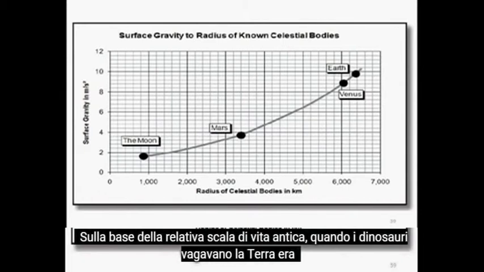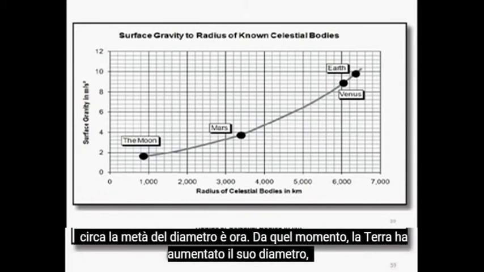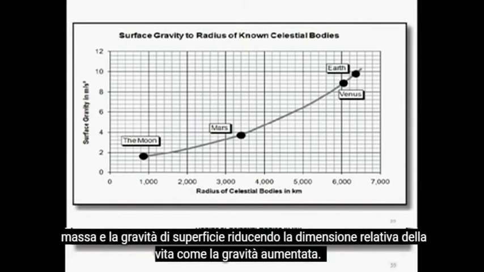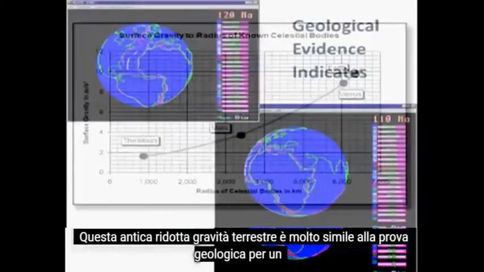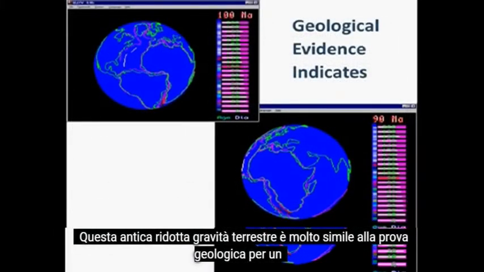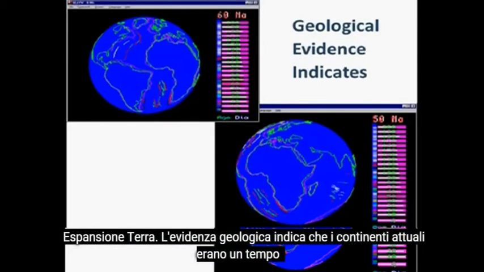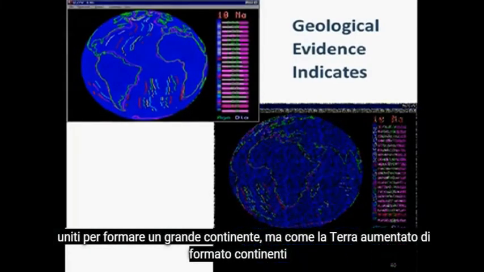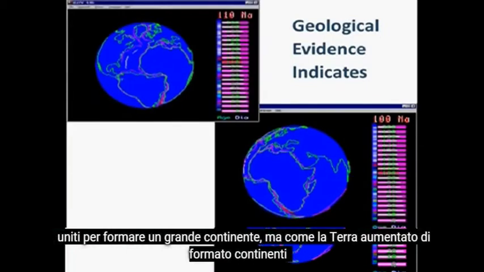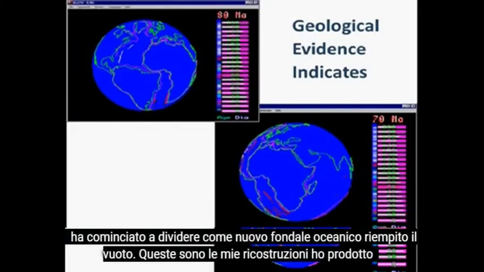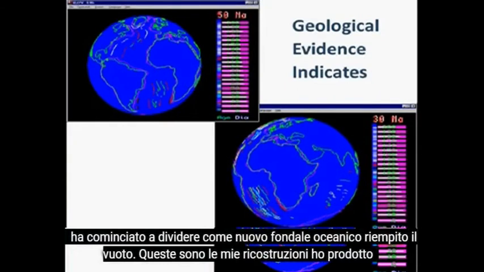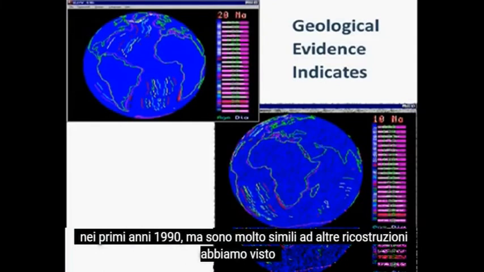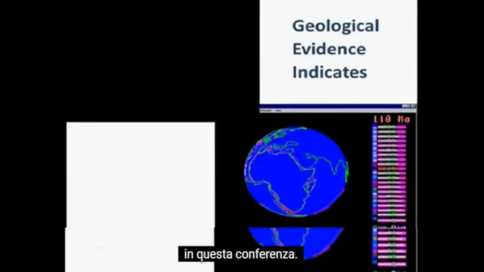Based on the relative scale of ancient life, when the dinosaurs roamed the Earth, it was about 1/2 the diameter it is now. Since that time, the Earth has increased in its diameter, mass and surface gravity, reducing the relative size of life as gravity increased. This ancient reduced gravity Earth is remarkably similar to the geological evidence for an expanding Earth. The geological evidence indicates that the present-day continents were once joined to form one large continent, but as the Earth increased in size, the continents began to split as new ocean floor filled the gap. These are my own reconstructions I produced in the early 1990s, but they are remarkably similar to other reconstructions we have seen at this conference.